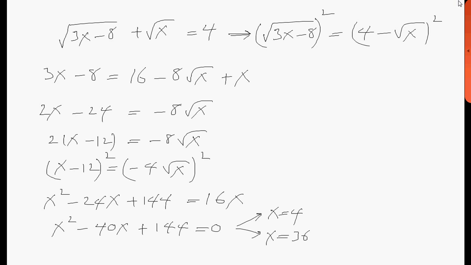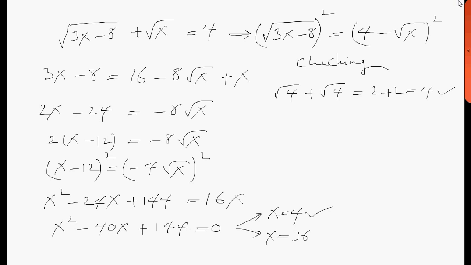So let's check. If you plug in 4 into the original equation, you get radical 12 minus 8. 12 minus 8 is just 4, yeah? So radical 4 plus radical 4, that is 2 plus 2, which is 4. So this one is accepted.